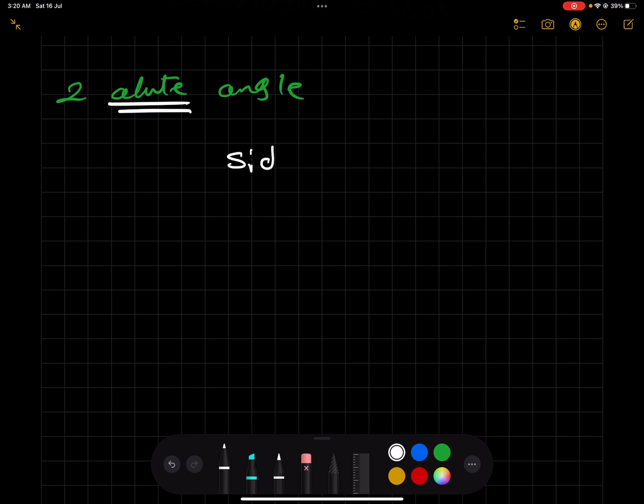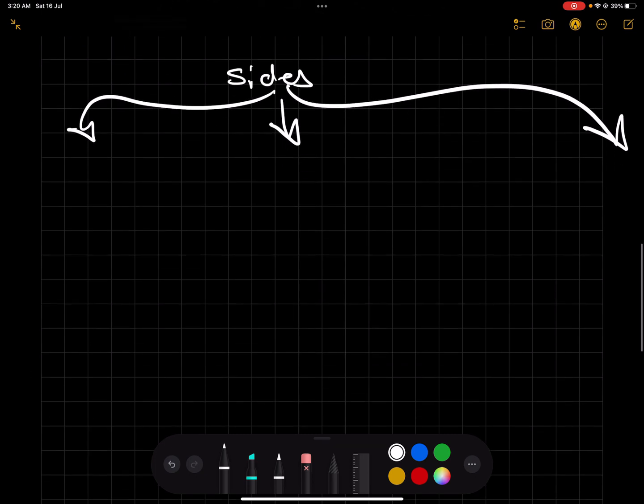What about the second classification? If you are going to classify the triangle according to its sides, the first thing is going to be equilateral.